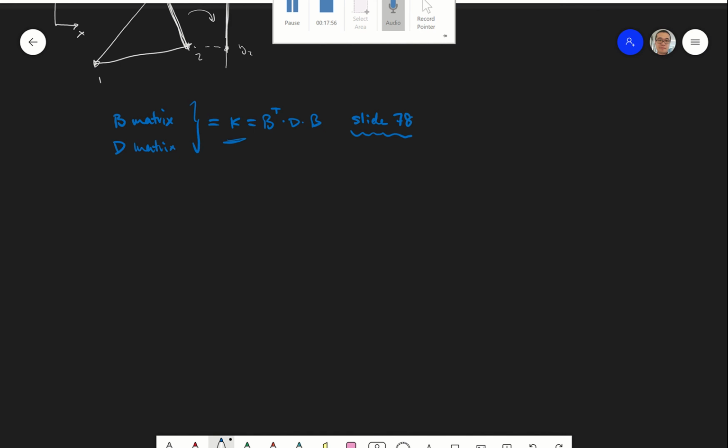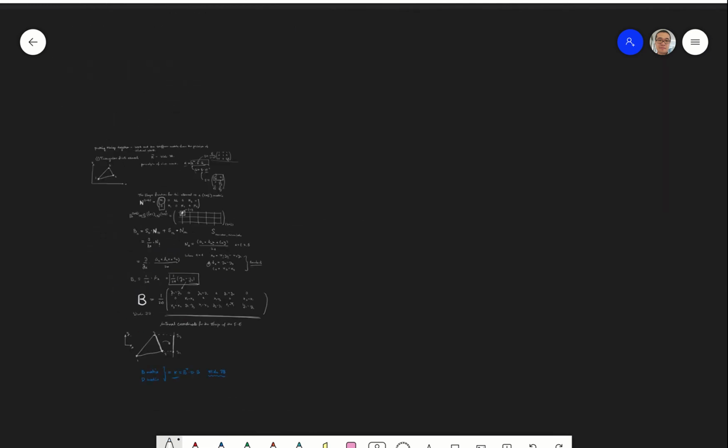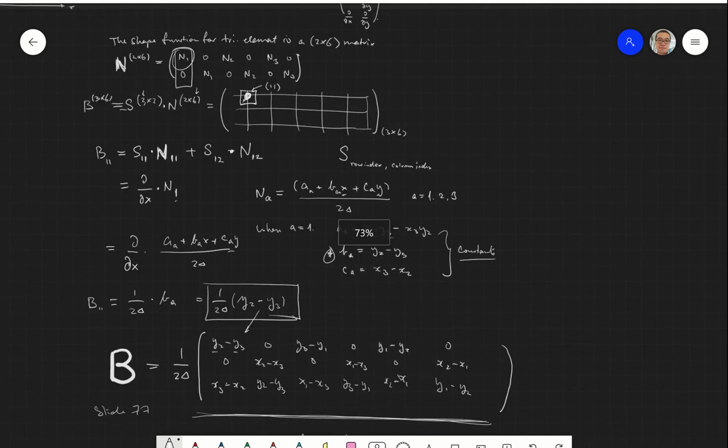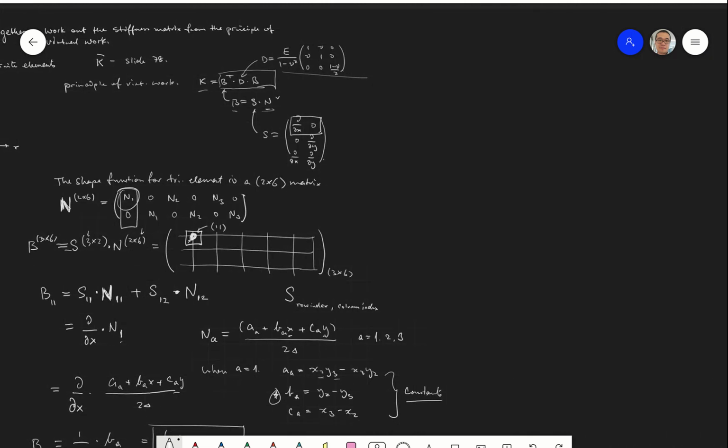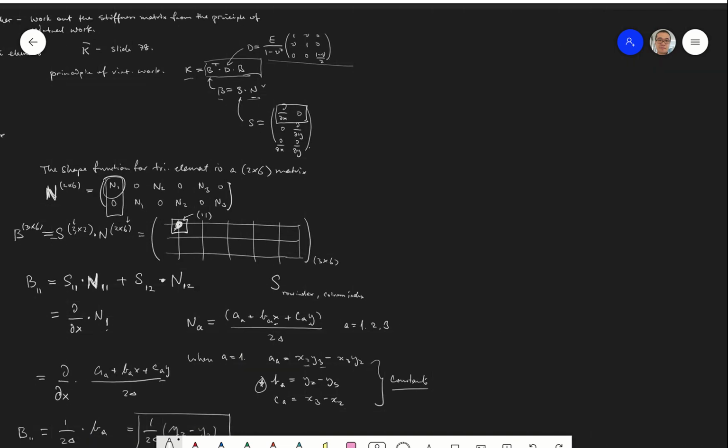Now, if you know the basic principle of how to work out this B matrix, in the last few slides of this course, we go through the same procedure for a rectangular finite element. So in the final part, we have a rectangular finite element, right? And the whole procedure is basically the same thing.